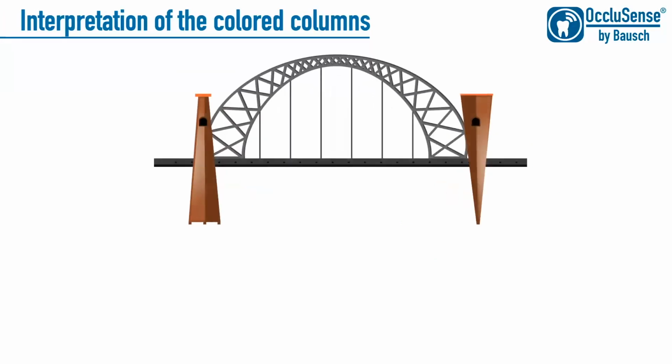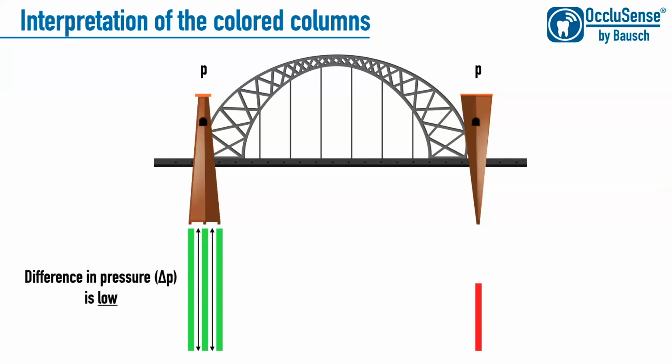If you look at the load of this bridge, for example, being transferred onto these two pillars, then you can see that the left pillar has a wider surface contact to the ground, which would accordingly be characterized by green columns. And the right pillar has a punctual contact surface to the ground, which is why it would be red.